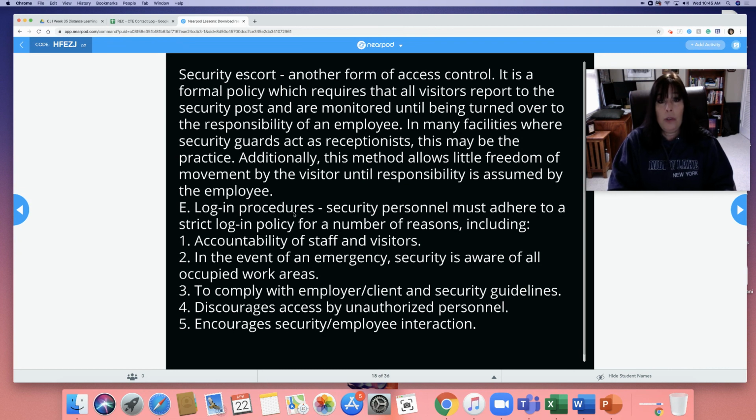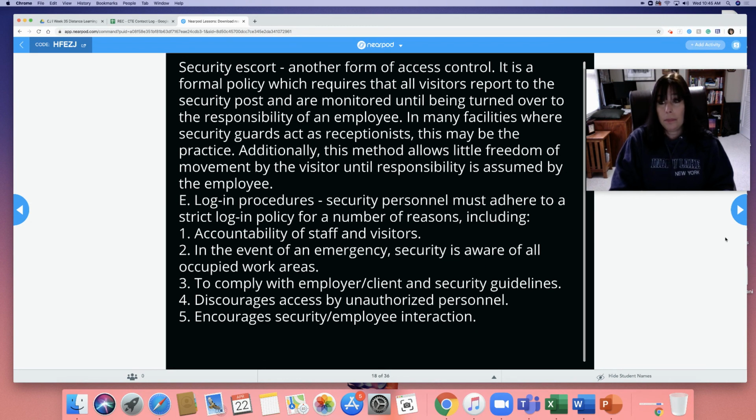Login procedures. Security personnel must adhere to a strict login policy for a number of reasons, including accountability of staff and visitors. In the event of an emergency, security is aware of all occupied work areas. It helps comply with the employer or client and security guidelines. It discourages access by unauthorized personnel, and it encourages security-employee interaction.